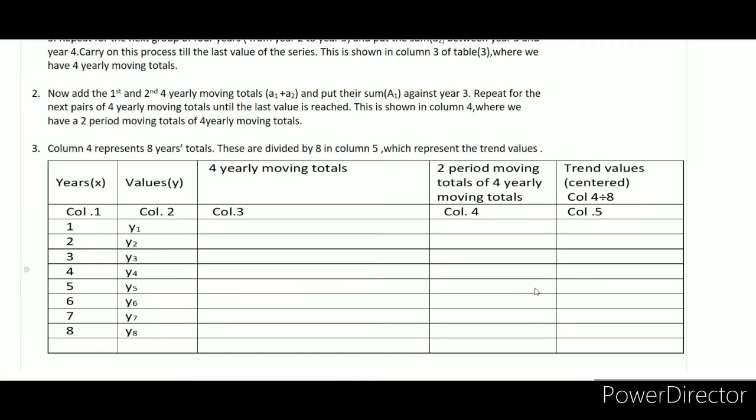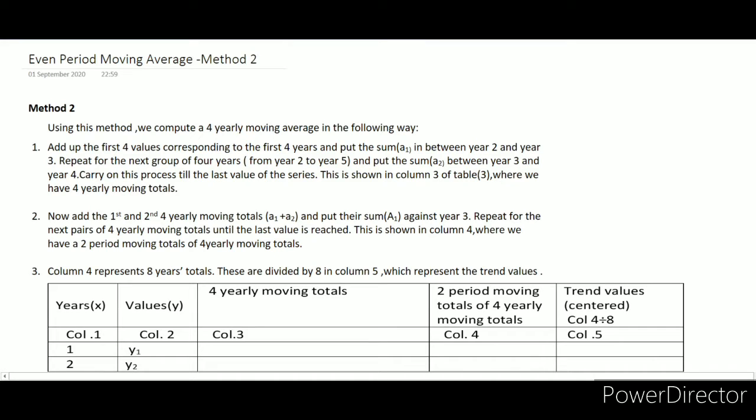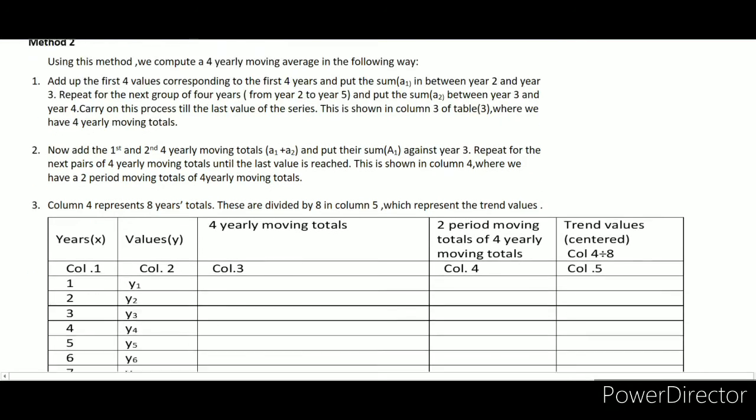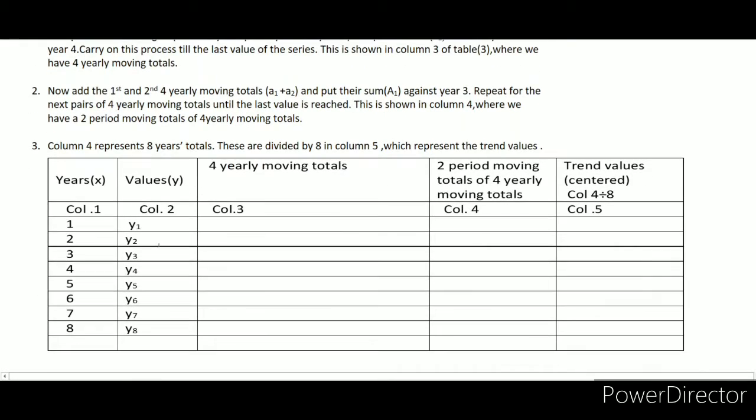So let us look at the second method of centering in case we are given an even period moving average. So let us take the example of a 4-yearly moving average. So we have a table where we'll plot the values in the table and follow the steps accordingly.